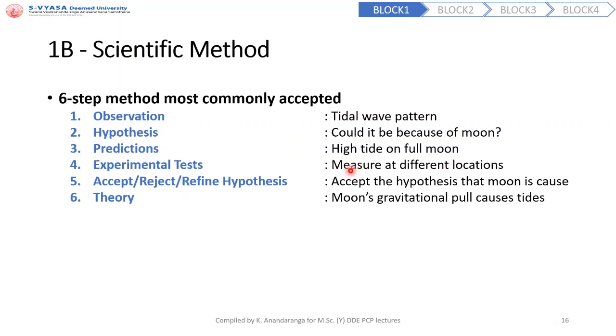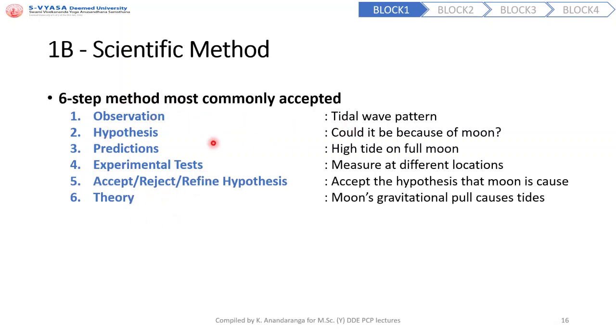Then you go ahead and run your experiments. How do you do that? You measure the tide at different locations, however far you are able to travel under all conditions. Finally, you observe and determine that yes, it is indeed true that moon has a role to play in the tidal wave pattern. So you accept your hypothesis. Rather, you fail to reject your hypothesis is how you would actually say it. But from a general discussion point of view, we can say that you as a scientist accepted this hypothesis and come up with your theory that moon's gravitational pull causes these tides. So that's a good way of looking at the scientific process.